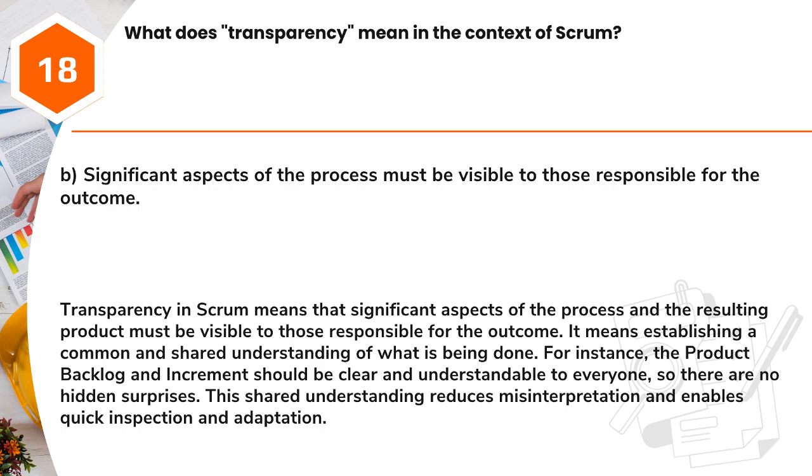Transparency in Scrum means that significant aspects of the process and the resulting product must be visible to those responsible for the outcome. It means establishing a common and shared understanding of what is being done. For instance, the product backlog and increment should be clear and understandable to everyone, so there are no hidden surprises. This shared understanding reduces misinterpretation and enables quick inspection and adaptation.